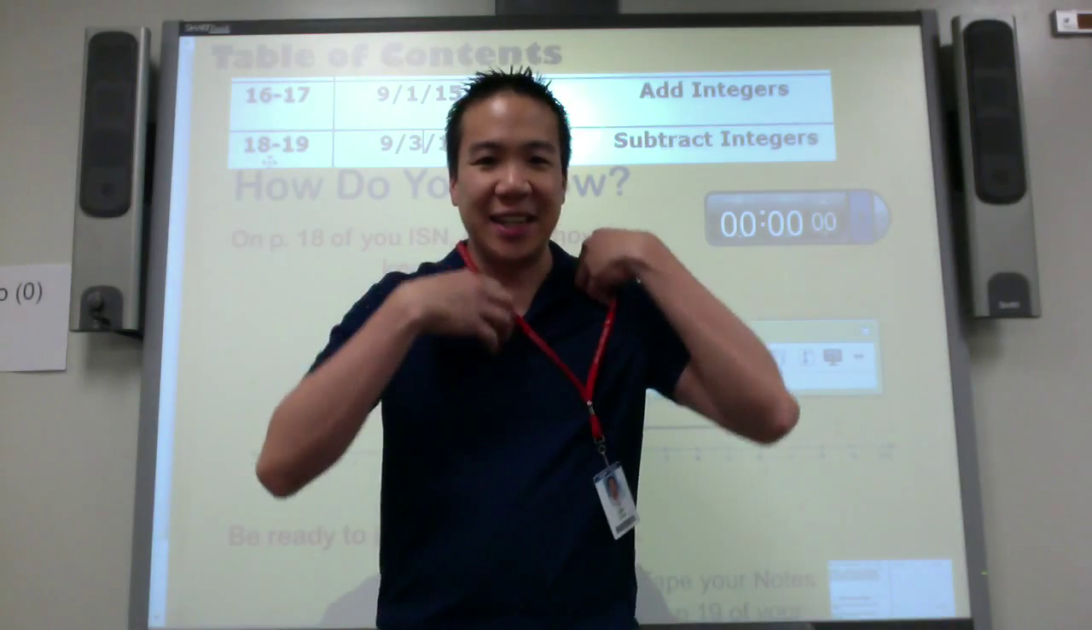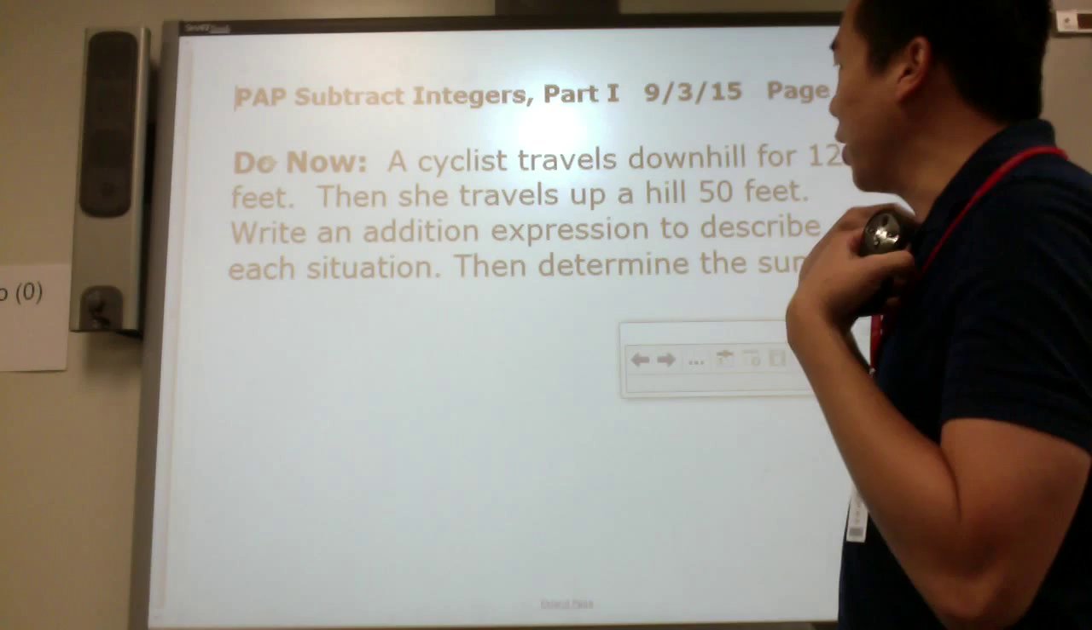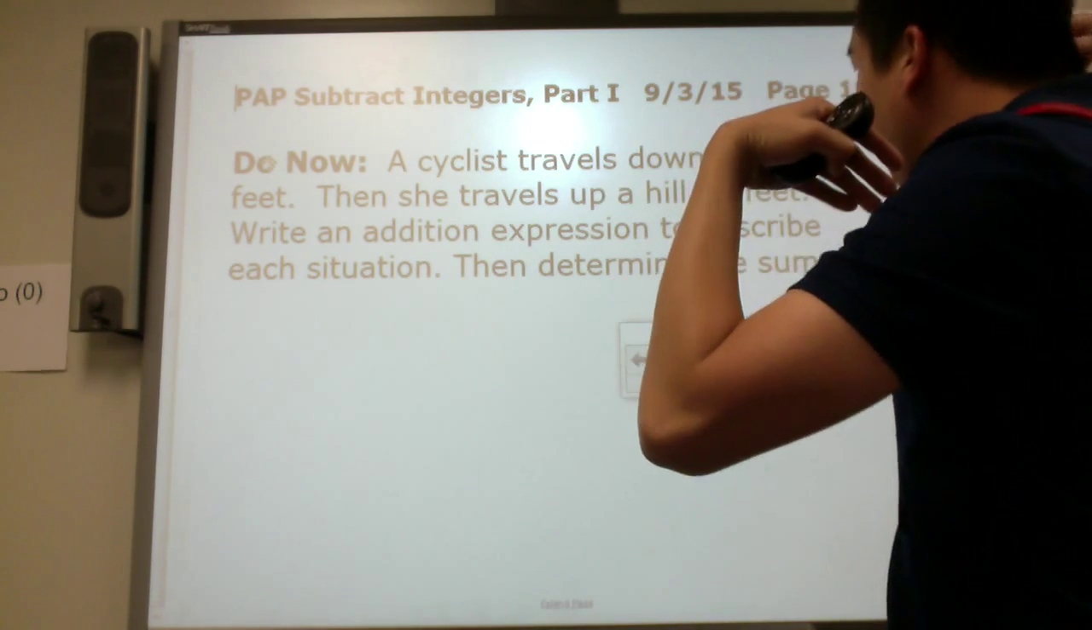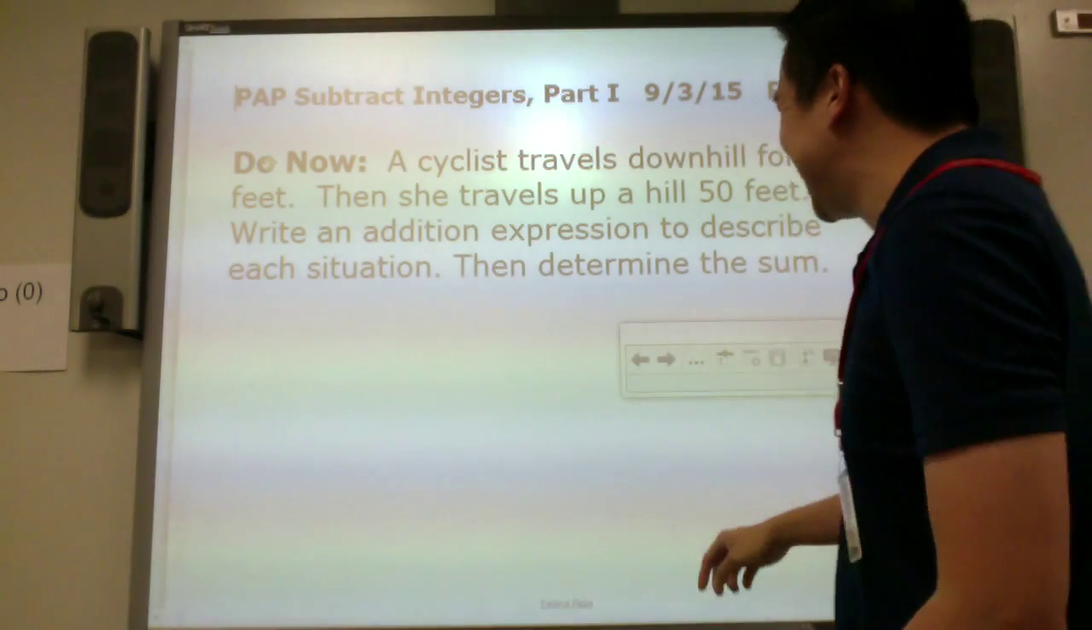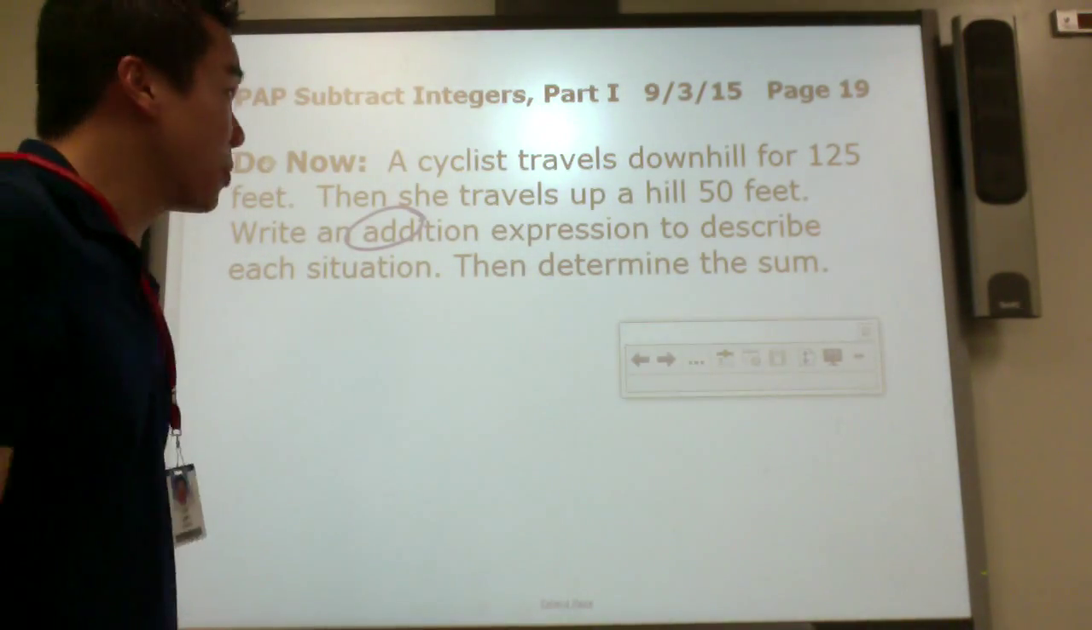or subtract integers. So let's look at our do now. A cyclist travels downhill for 125 feet. Then she travels up a hill 50 feet. Write an addition expression to describe each situation, then determine the sum.